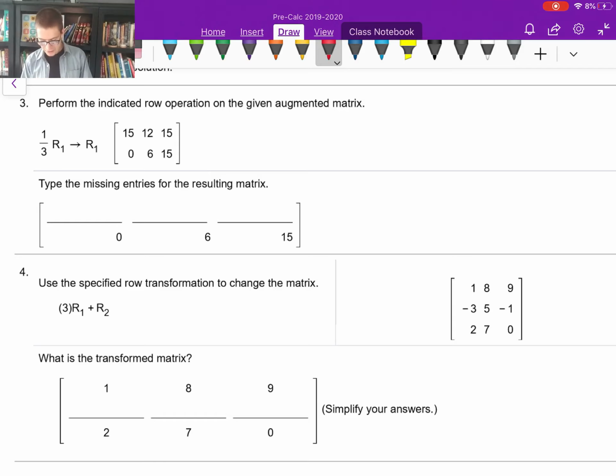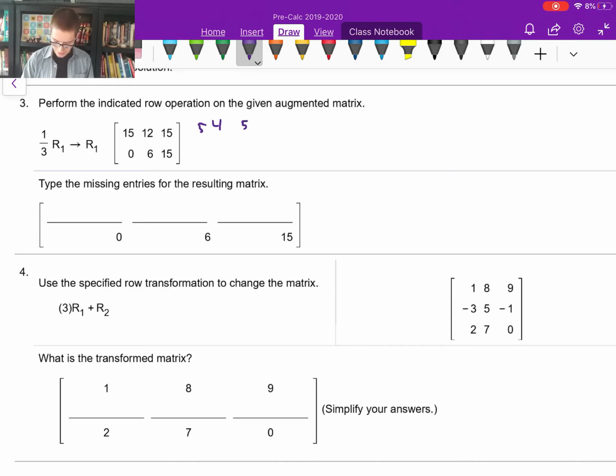Okay, perform the indicated row operation on the given augmented matrix. Okay, so we're going to take 1/3 row 1, and that's going to become row 1. We take 1/3 times row 1, and that becomes the new row 1. So we're doing 1/3 times 15, it becomes 5, and then 12 times 1/3 is 4. And then 15 times 1/3 is 5, and then that becomes our new row 1.